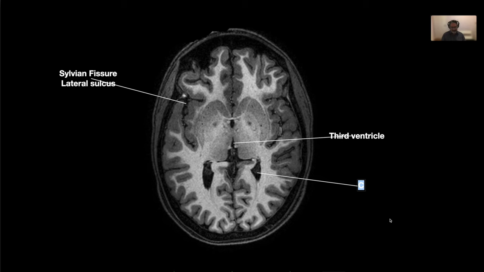C is the fourth ventricle. No, it's not the fourth ventricle. Sorry, C is? It's not the fourth ventricle. Yeah, there are two ventricles. Which ventricles are the two ventricles? What are they called? The ventricles that are two on each side. And they're still the lateral. So they're the occipital horn of the lateral ventricles.